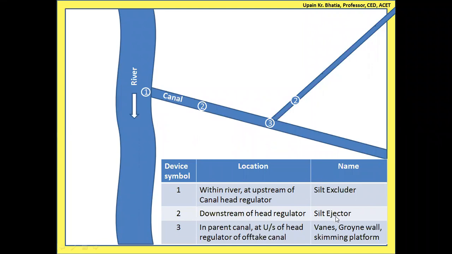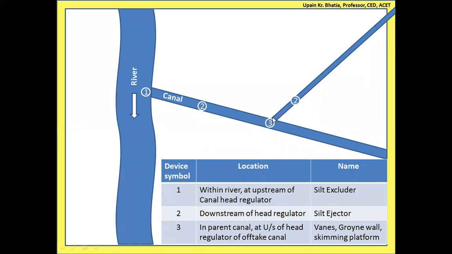This device is also known as silt extractor. So you should not be confused. Silt excluder is device number 1, and silt ejector or silt extractor is device number 2. So device number 2 is provided a little downstream of the head regulator. So here also, whatever silt content is here, we try to avoid its entry into this further canal.